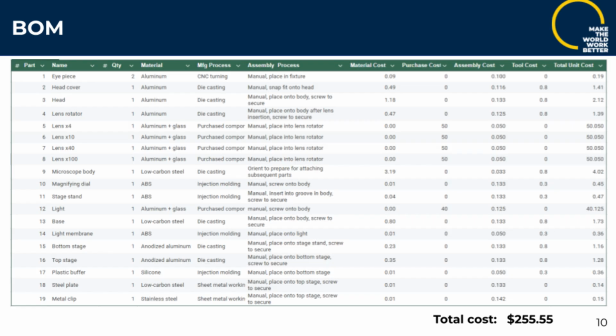The primary materials for the manufactured components are aluminum, low-carbon steel, stainless steel, ABS, and silicone. The manufacturing processes include turning, die casting, injection molding, and sheet metal working. The total cost estimate is $255. This is a reasonable production cost estimate since comparable microscopes are priced around $300 to $400.